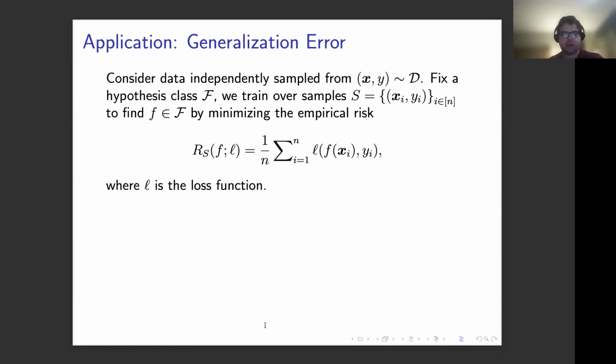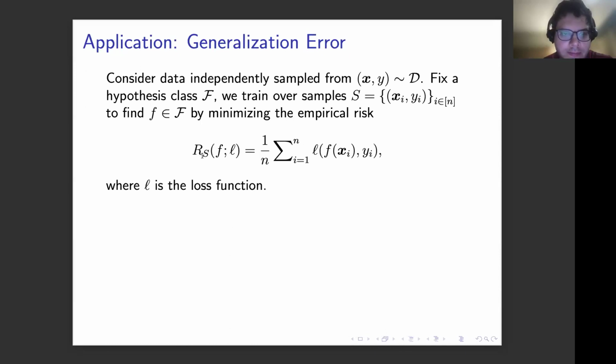Okay, sure. So let me quickly go over the application to neural networks. I'm going to start with a refresher on statistical learning here. We have labeled data sampled from a distribution D. We fix a hypothesis class and some training samples. The goal here is to minimize the empirical risk.